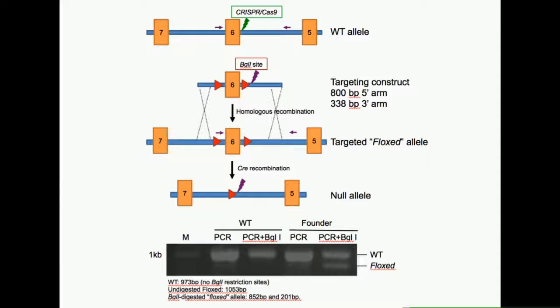This is an example of a floxed allele. It's the same strategy. We make a single cut on the chromosome. We add a targeting vector. This one had an 800 base pair 5' arm and a 338 base pair 3' arm. We had a diagnostic restriction site, and we obtained one animal that was identified as being floxed by the presence of the BglII site. The lab went on to confirm the presence of the second loxP site in cis, and now they're breeding up these animals to their favorite Cre recombinase mouse to produce their model.